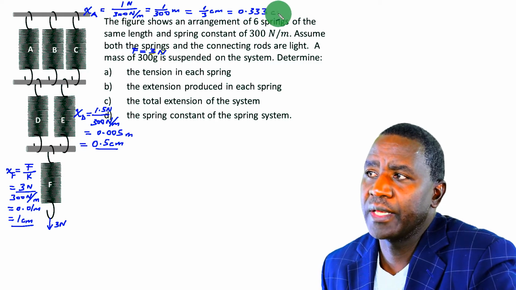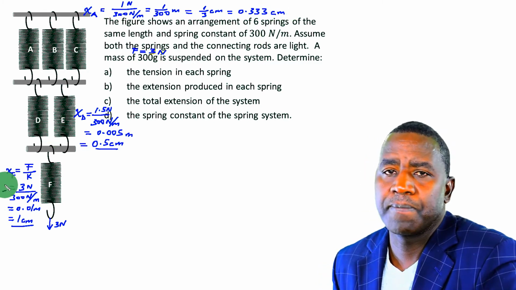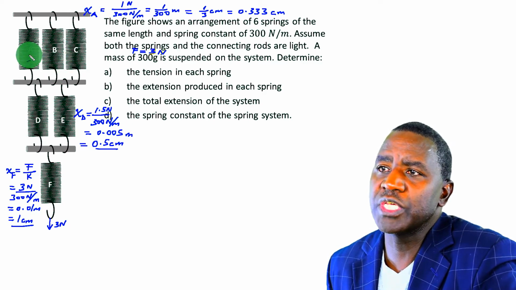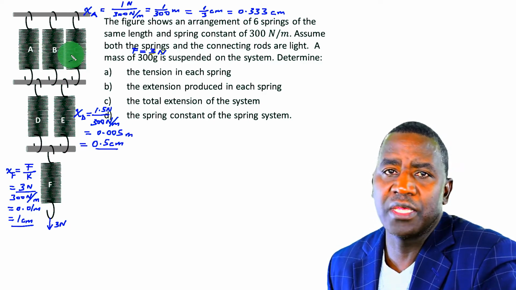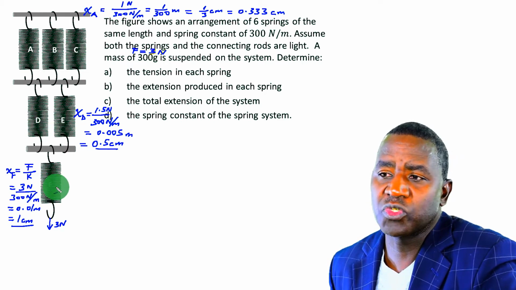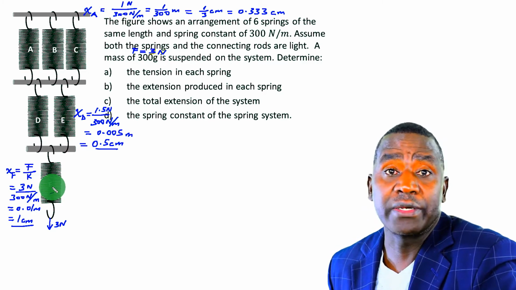I can leave it at that, or even go right ahead and simplify it into 0.333 recurring centimeters. You can see that the least extension will be produced in the springs A, B, and C, followed by D and E, and finally the one with the most extension is F, and we know the reason why.